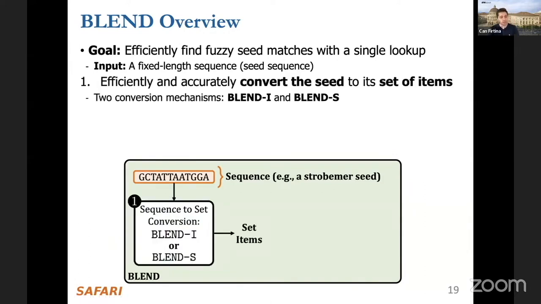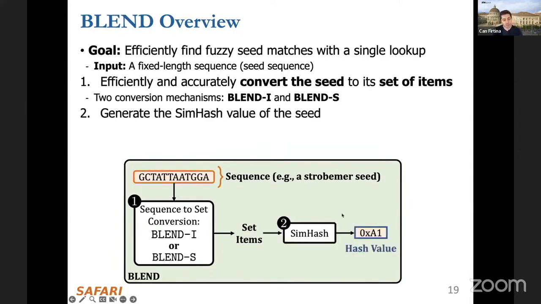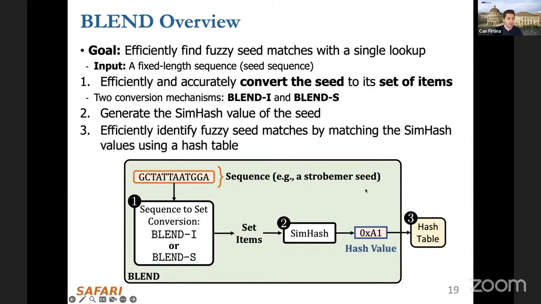So what we want to do is efficiently and accurately convert this particular seed to its set of items so that we can use it with the SimHash technique, because the SimHash technique takes a set of items as input. And we provide two conversion mechanisms for that. We call them Blend I and Blend S. And after identifying the set items from these seeds, we use the SimHash technique, as I explained earlier, to generate the hash value of this particular seed from its set items. And then we can efficiently identify fuzzy seed matches by matching the SimHash values using a hash table.